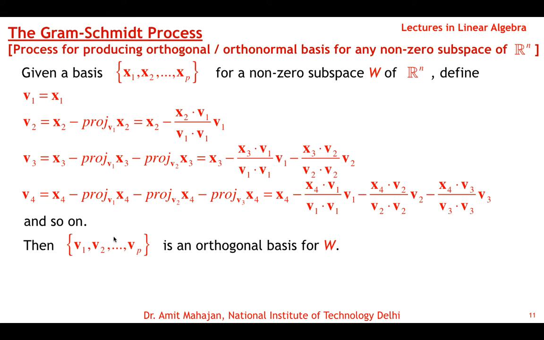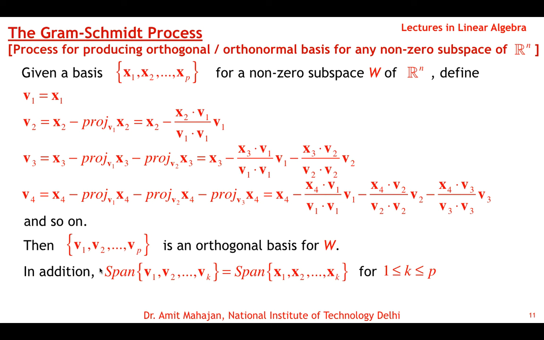That means they are linearly independent, they span W, and for each pair of distinct vectors, their inner product is exactly 0. In addition, the span of v1, v2, ..., vk is the same as the span of x1, x2, ..., xk for k from 1 to p. That means the span of x1 and the span of v1 are the same. Similarly, the span of x1, x2 is the same as the span of v1, v2. Also, the span of the first three vectors x1, x2, x3 is the same as the span of the first three vectors v1, v2, v3, and so on.